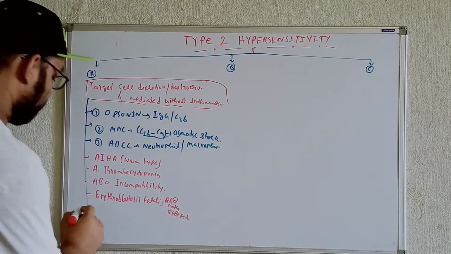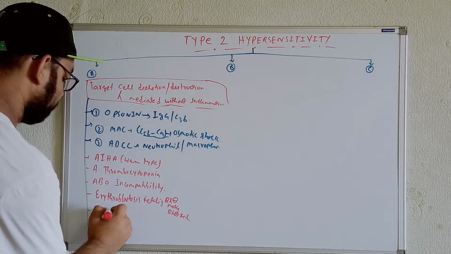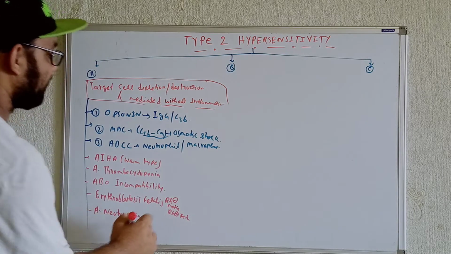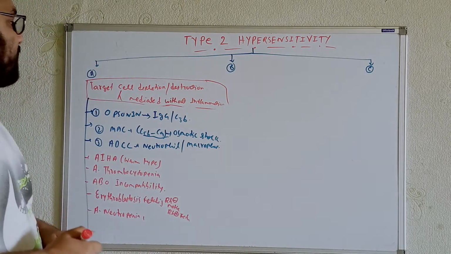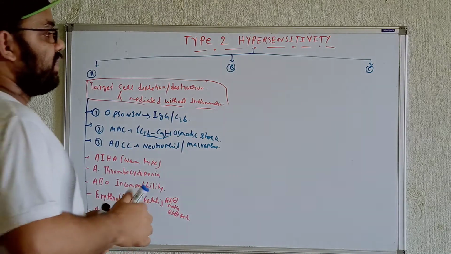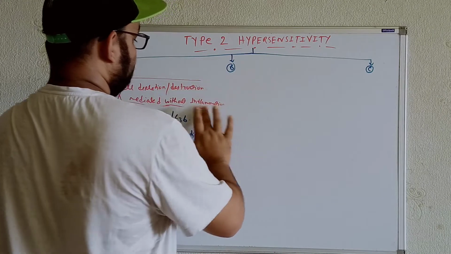And also we can get autoimmune neutropenia. Now, this type of thing we can get in terms of target cell depletion or destruction, antibody mediated, without inflammation. The next part, class B, we will talk about over here.